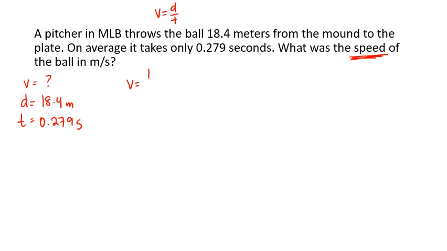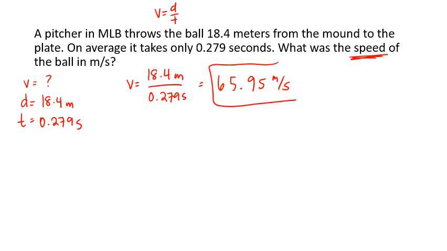Again, this is one of those straightforward ones. So 18.4 meters divided by 0.279 seconds. We can put that in our calculator, and we get a value of 65.95 meters per second.